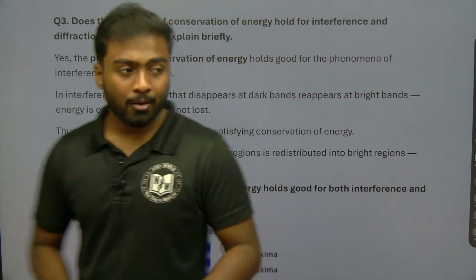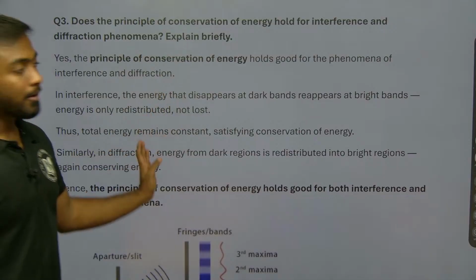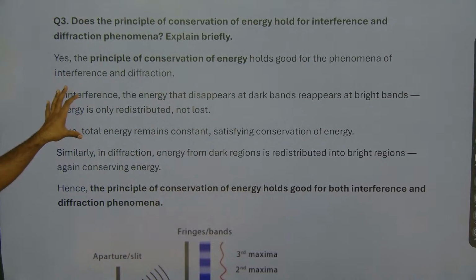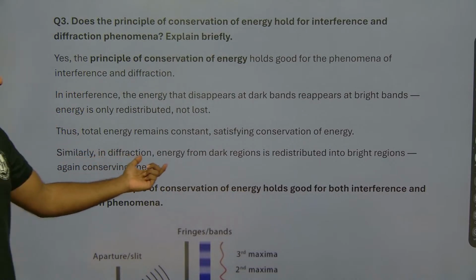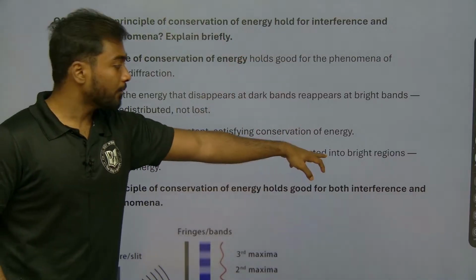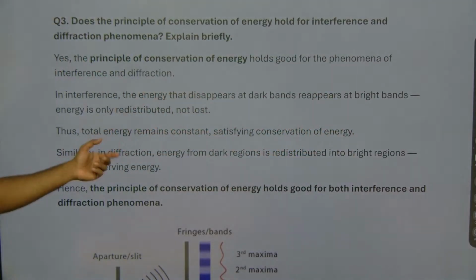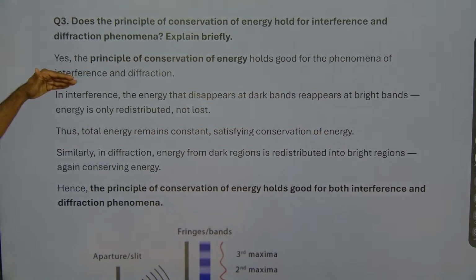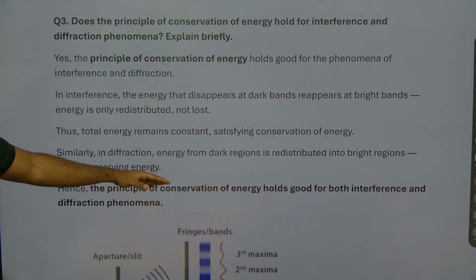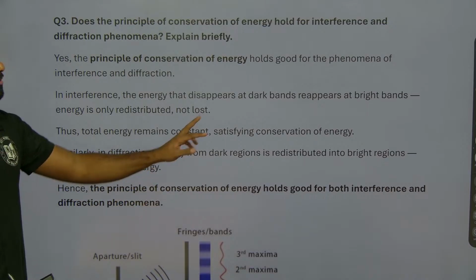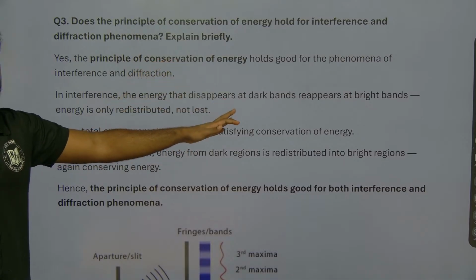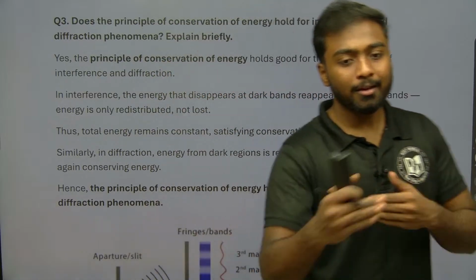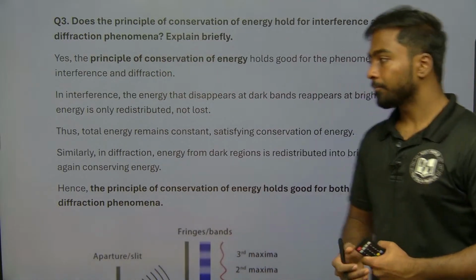So simple thing, whatever has been lost in the dark band reappears in the bright band, right? That's the thing in interference. Similarly, in diffraction, energy from dark region is redistributed into bright region. Here it disappears and reappears there. So this is interference and this is diffraction. Both hold the conservation of energy. So energy has not been lost there, it has been redistributed or reappears there.